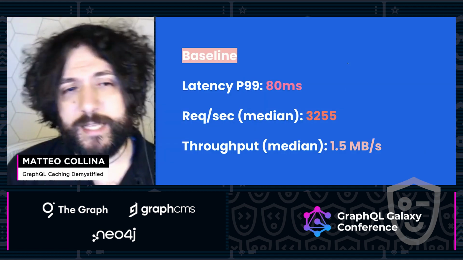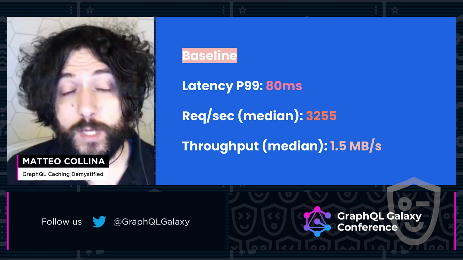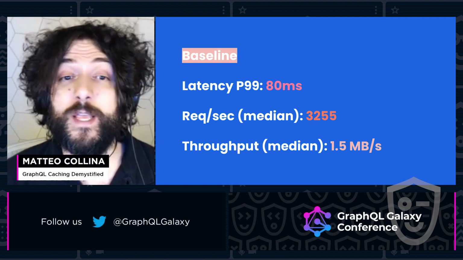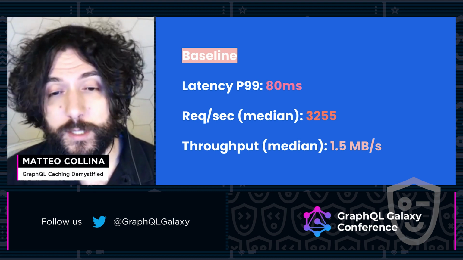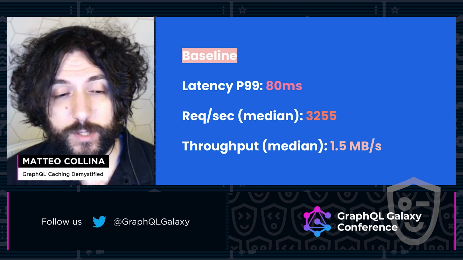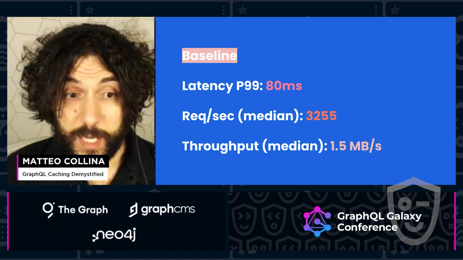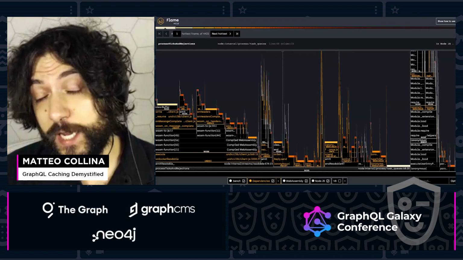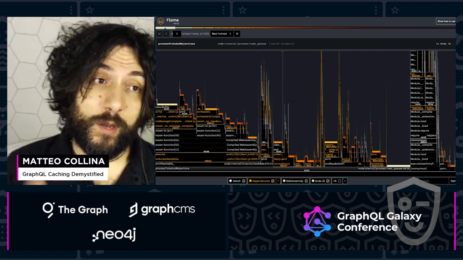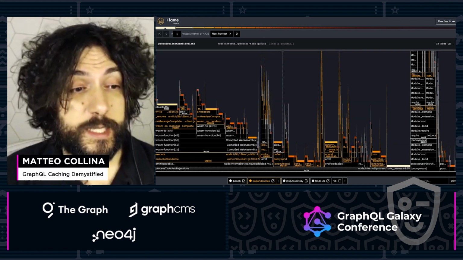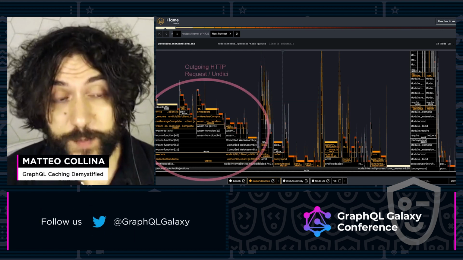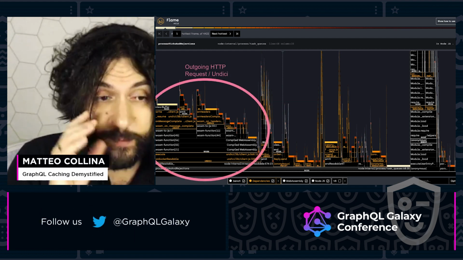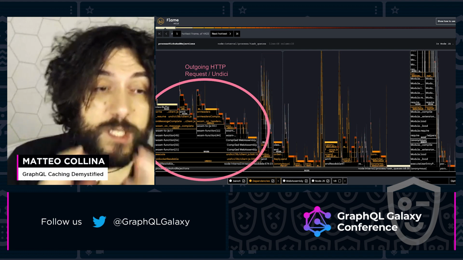So our baseline has a P99 latency, which is what you want to measure for latency, of 80 milliseconds, while requests per second gives you more or less 3,000. However, I can also create flame graphs. What is a flame graph? Well, this is a representation of where our CPU time is being spent. More specifically, all that time is being spent doing HTTP requests.